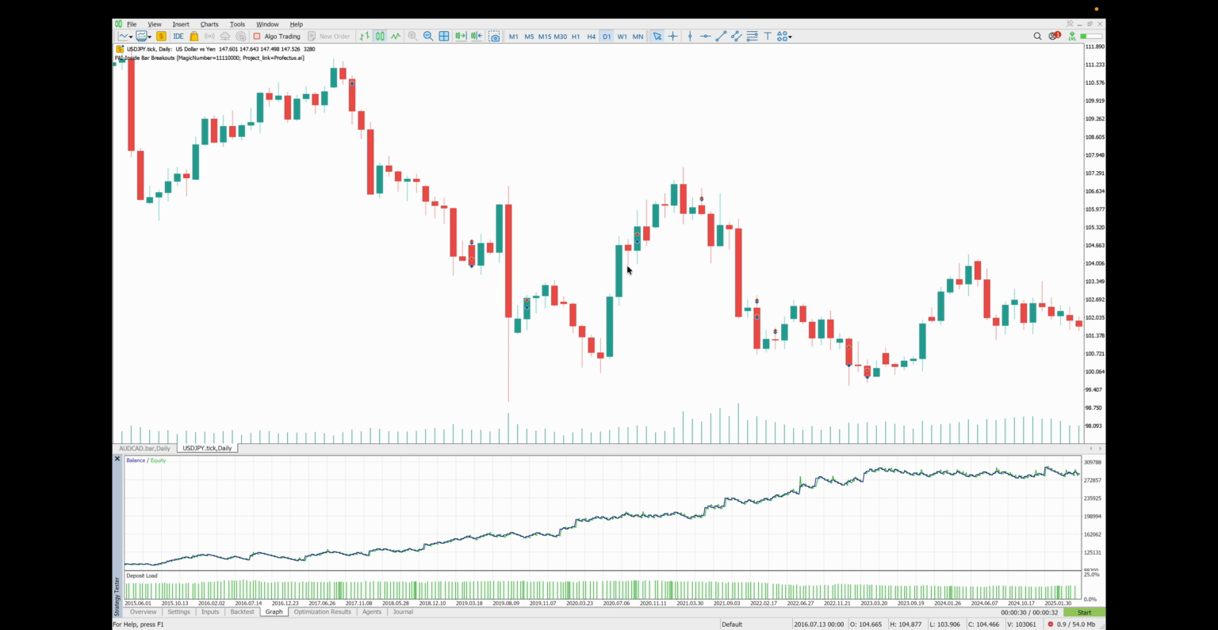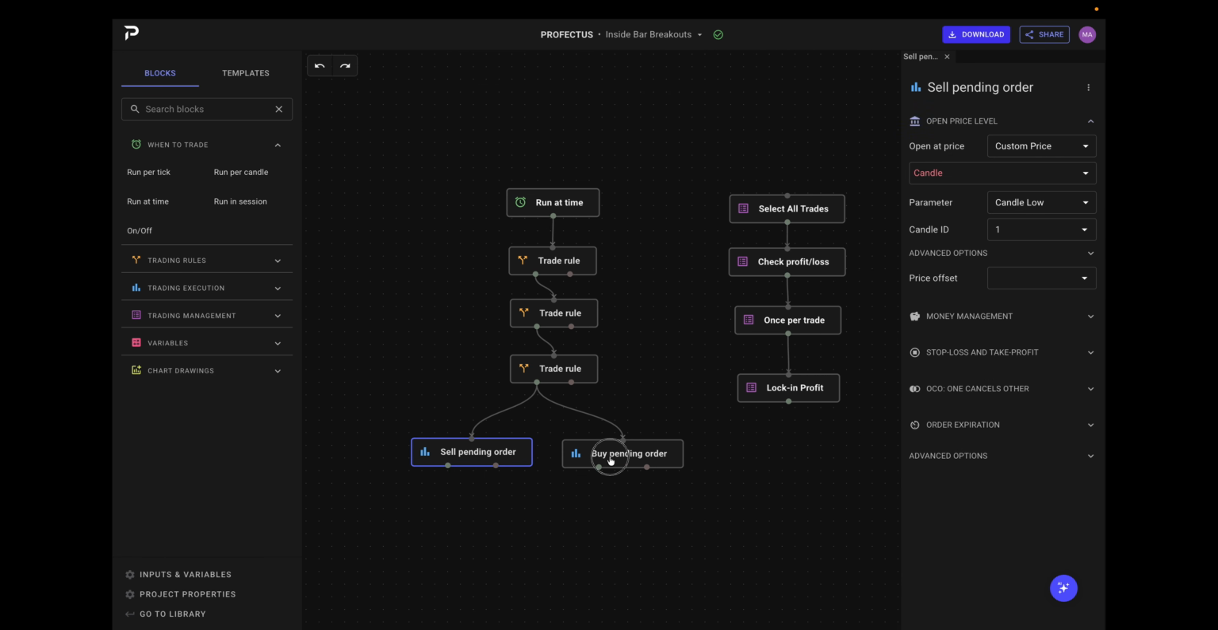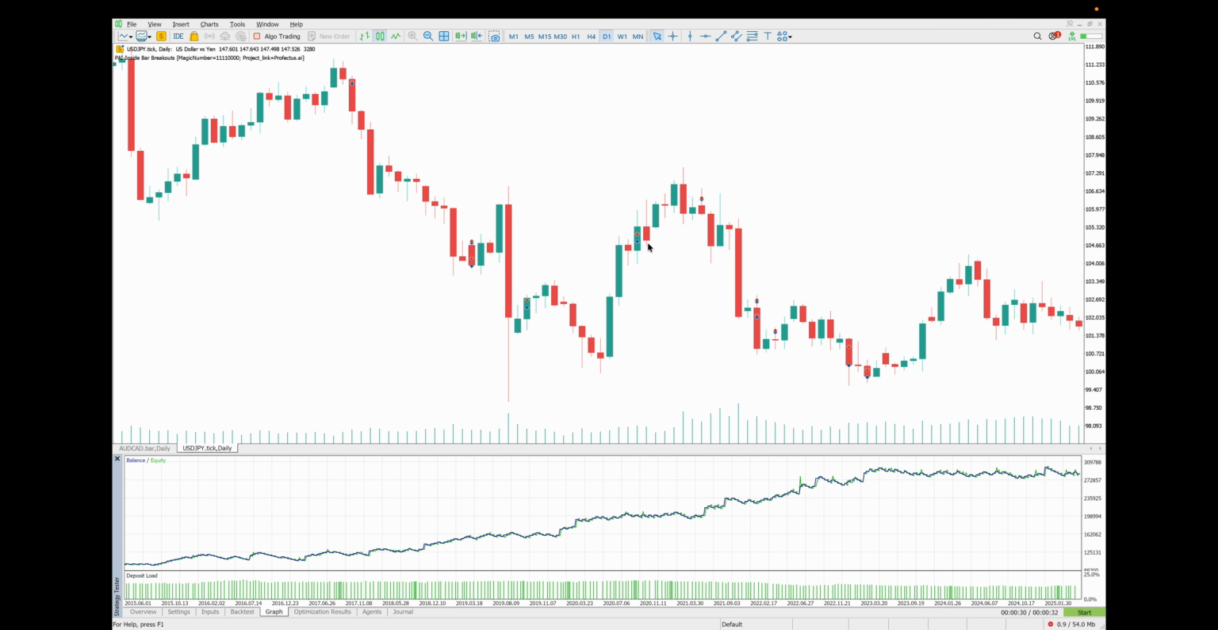Well, that means that if we take this example, here at the bottom we had a sell pending, and here at the top we place the buy pending. You can see that here. Candle high of 1, we placed the buy pending. In this case, we triggered the buy and we moved higher, and I think we hit our target, and we never reached this low, so that order was deleted.